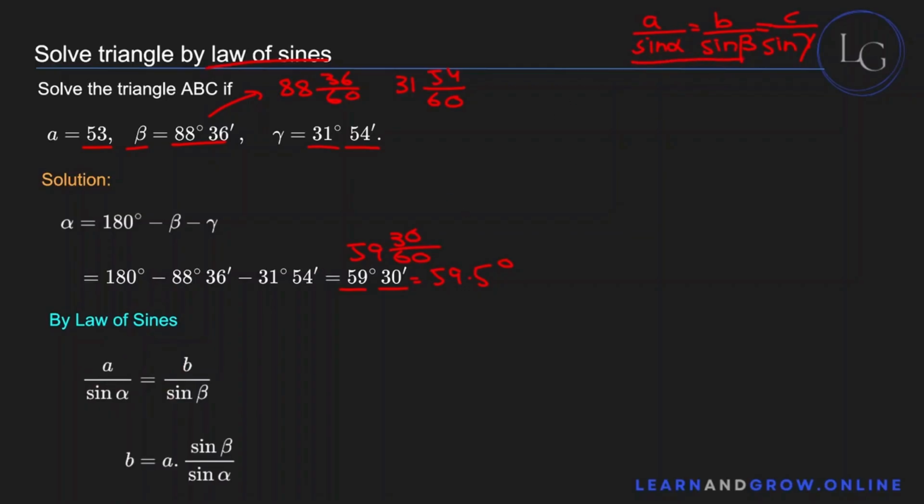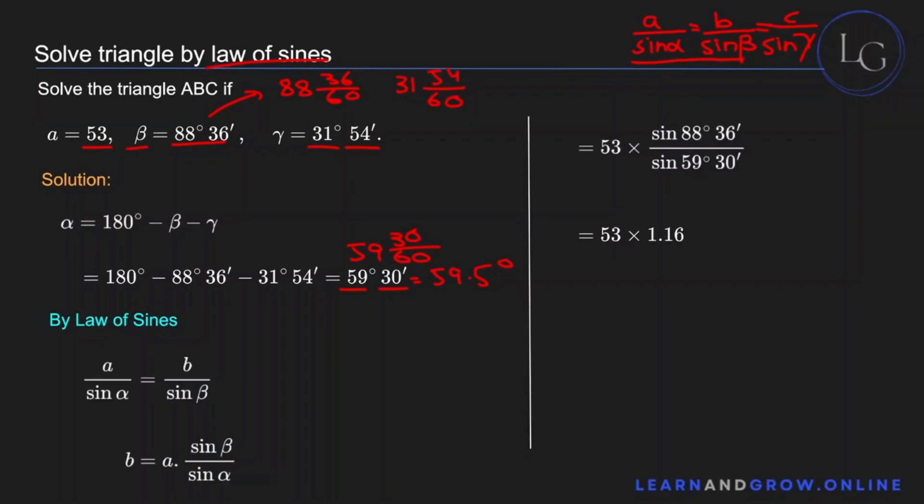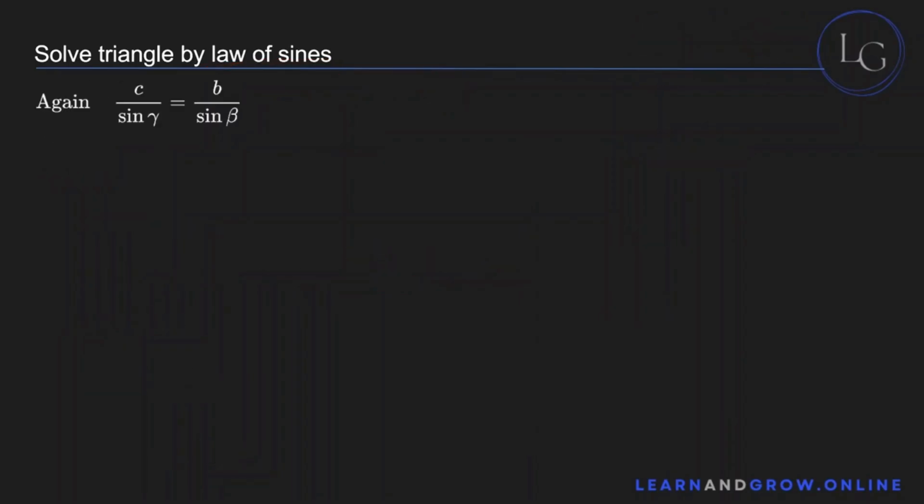So side B is equal to A into sine beta over sine alpha. Now side A is 53 and beta is 88 degrees and 36 minutes, and alpha we found out is 59 degrees and 30 minutes. So now you can find the side B. So side B has a length of 61.49. Now let's find side C using the same method.